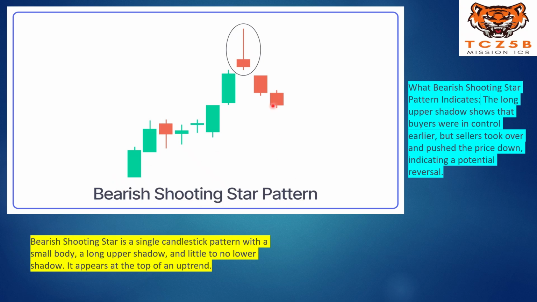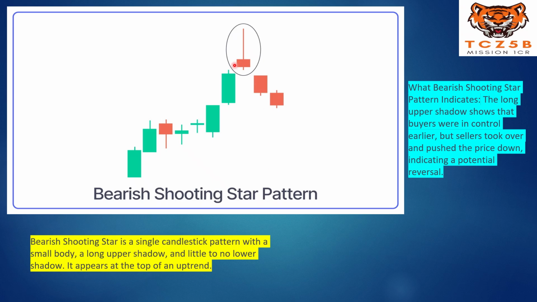Bearish shooting star pattern. Now again, this pattern, we have seen in the bullish pattern in the previous video, that is an inverted hammer. Here is also again an inverted hammer, but now we are seeing the bearish shooting star pattern.